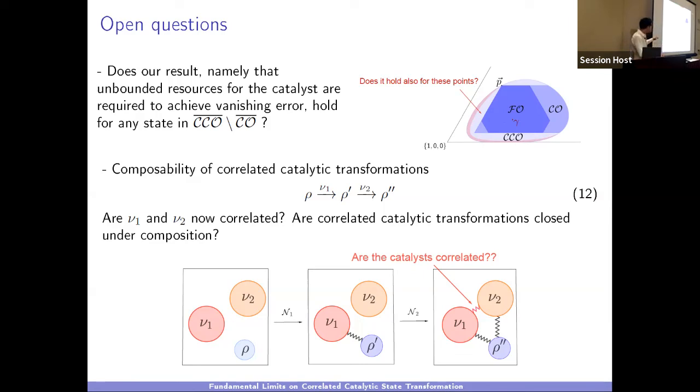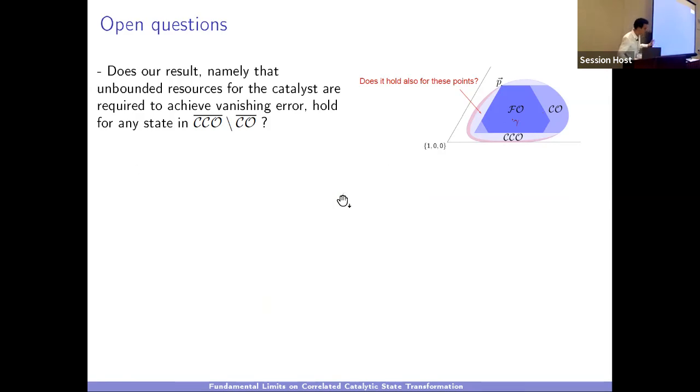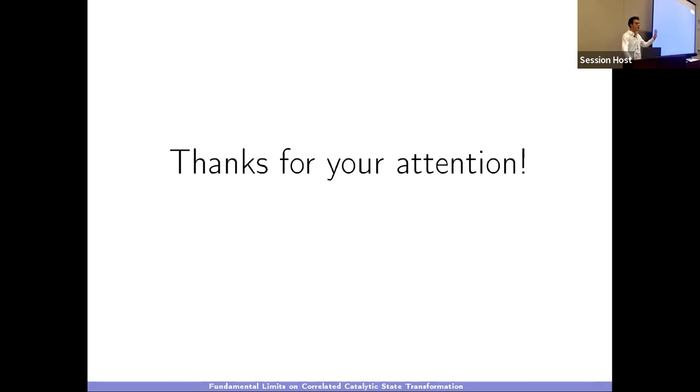Because here we start with a catalyst, basically, in this composition of operations we start with nu 1 tensor nu 2, and then we end up with nu 1 correlated with nu 2, and so the catalyst is kind of spoiled because, okay, anyway, I finished.